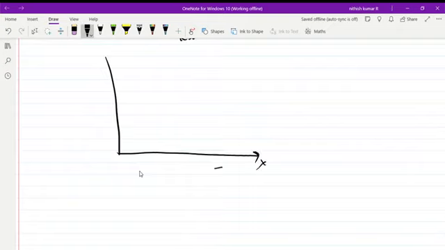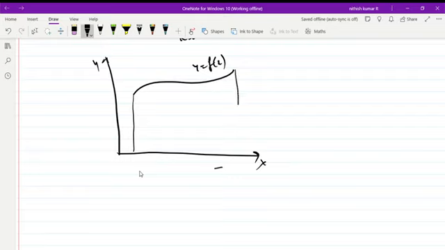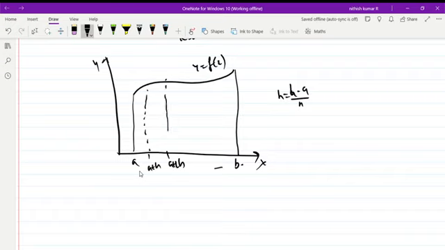So this is the x-axis and this is the y-axis, and this is the curve y is equal to f of x. This is a, this is b. Now again h is equal to (b minus a) divided by n. Then this is a plus h, a plus 2h, and so on. Then draw rectangles.